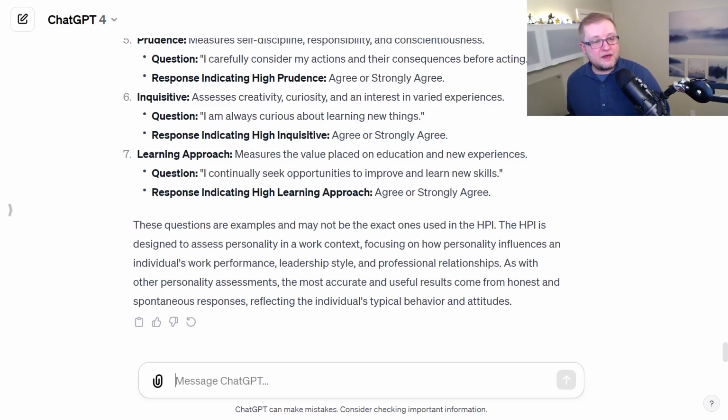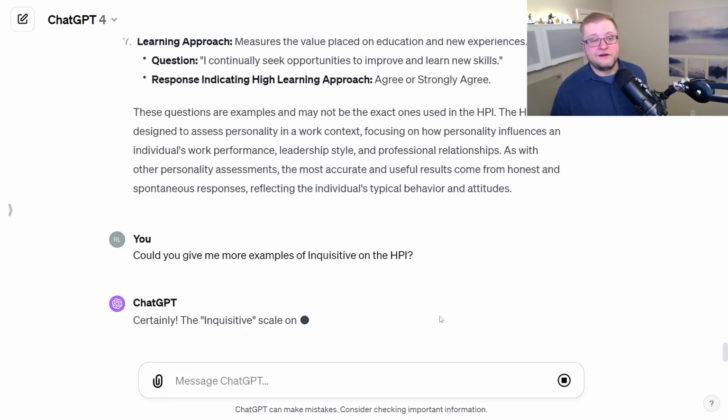And actually, I wonder, let's see, these may not be the exact ones used in the HPI. Could you give me more examples of inquisitive on the HPI?